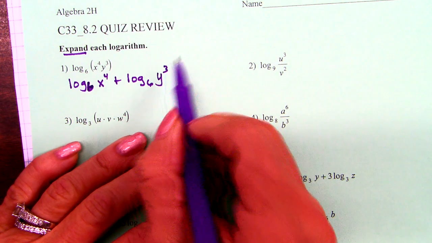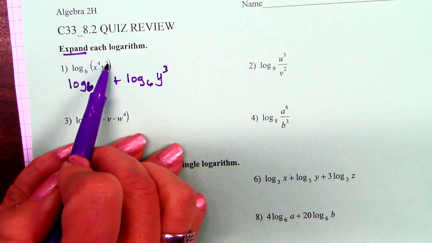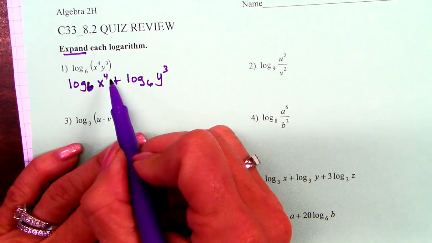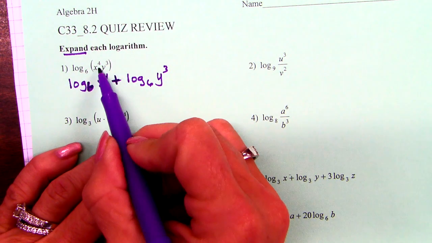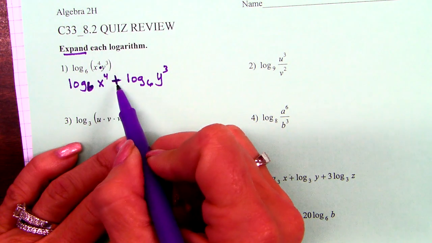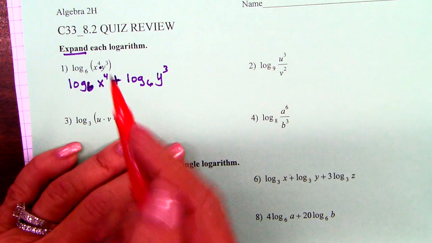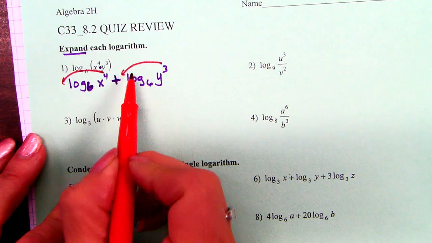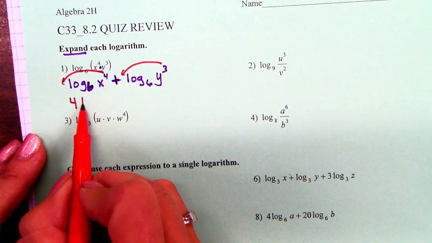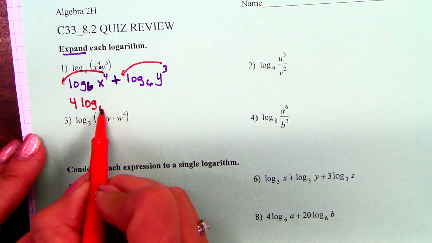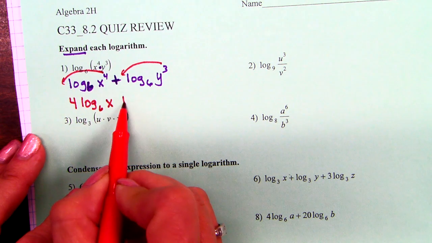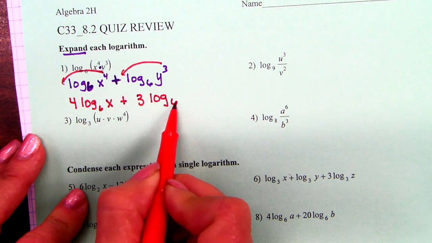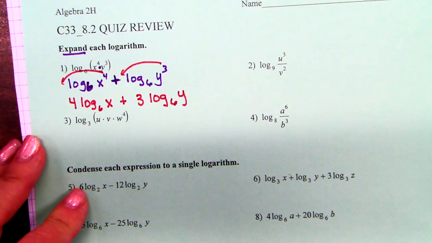Okay, so we have two terms, x to the 4th and y to the 3rd. We give both of them the log base 6. And we just applied the product property. Multiplication and addition go together. But there's one more thing we can do here, and that's to bring the power to the front. So you would have 4 log base 6 of x plus 3 log base 6 of y. And that would be your final answer.